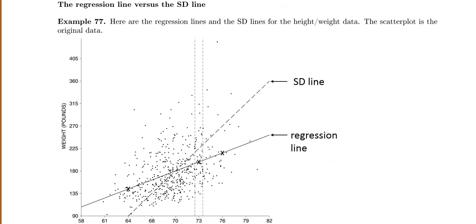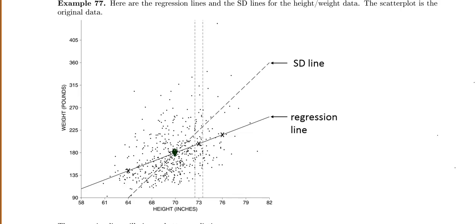Just so you can see the difference, here is the graph of the regression line versus the SD line for our height and weight study. Notice the SD line is the dashed line. The regression line is the solid line. Notice that they both go through the point of averages, which I guess must be right about here. But the regression line has a different slope. And again, the regression line gives us better predictions.